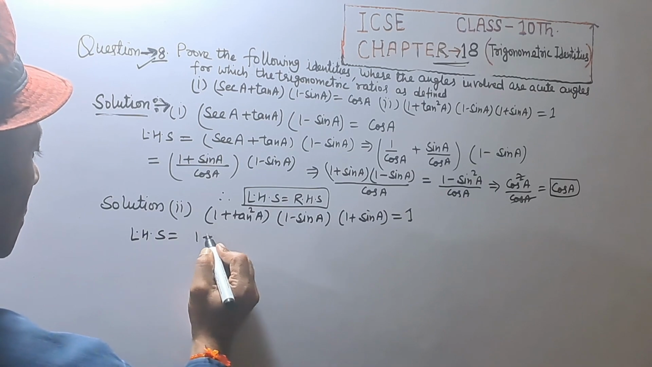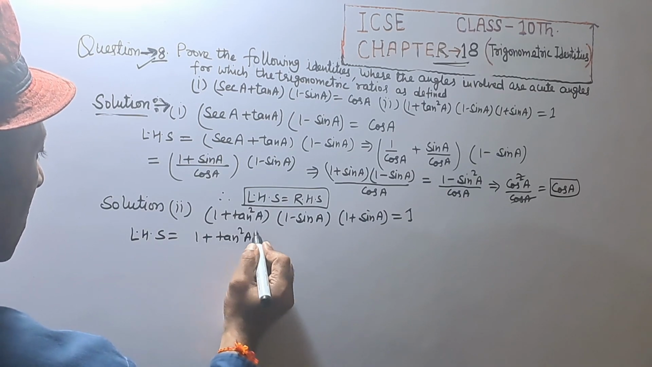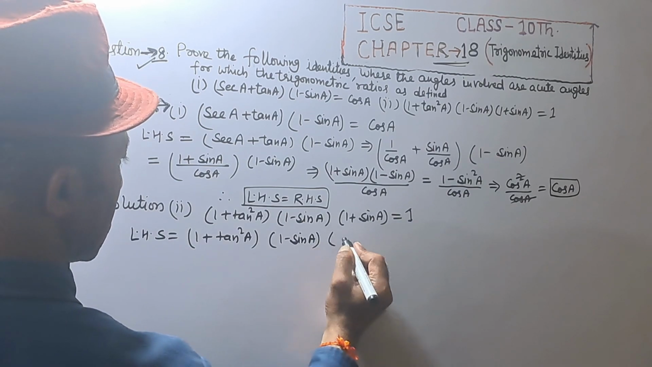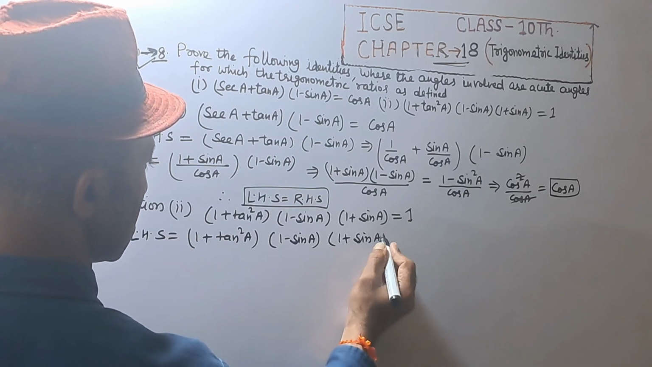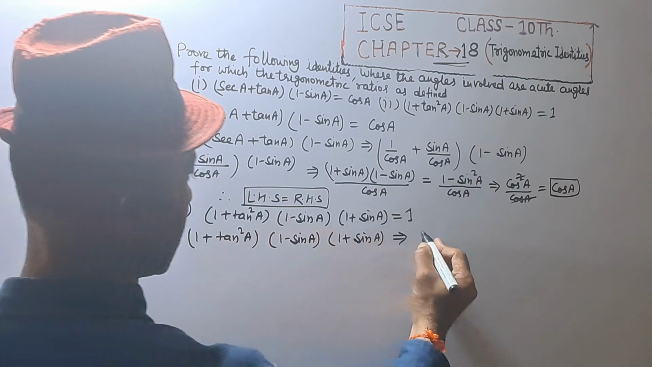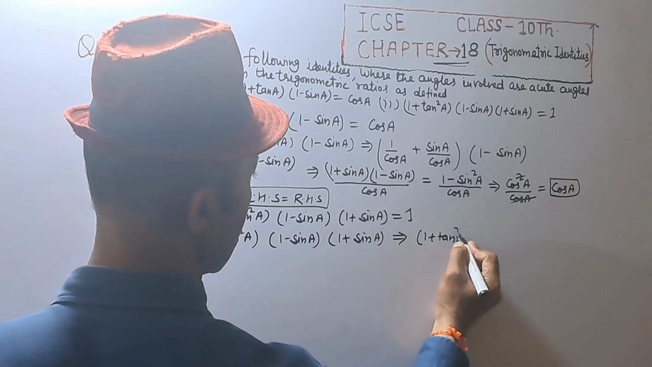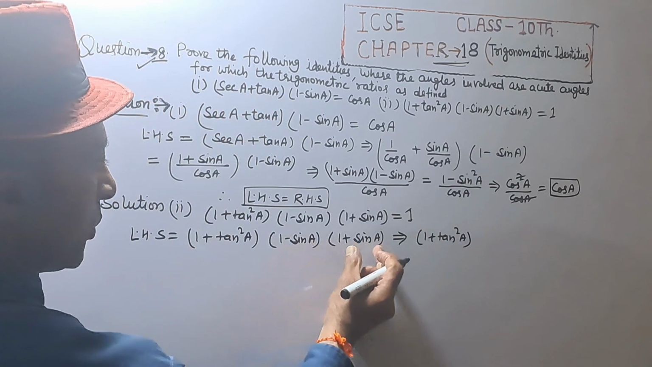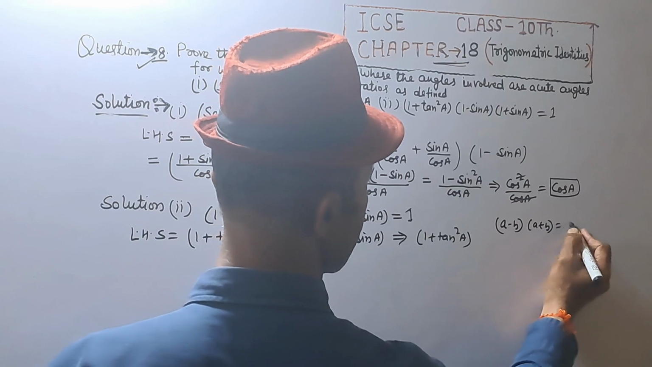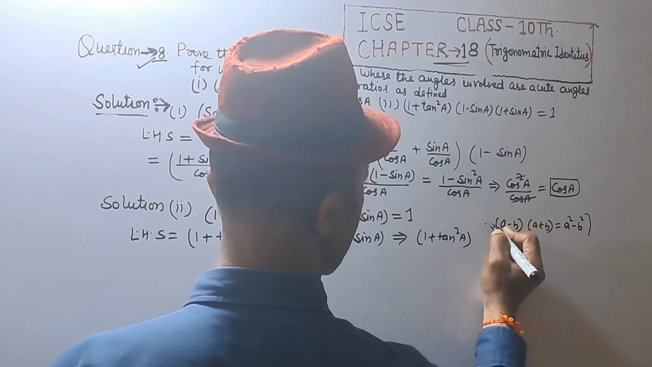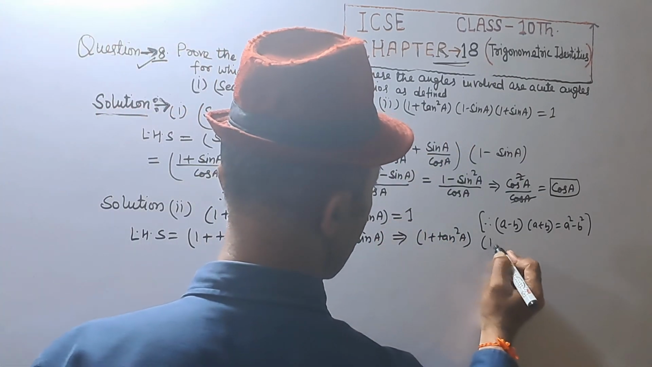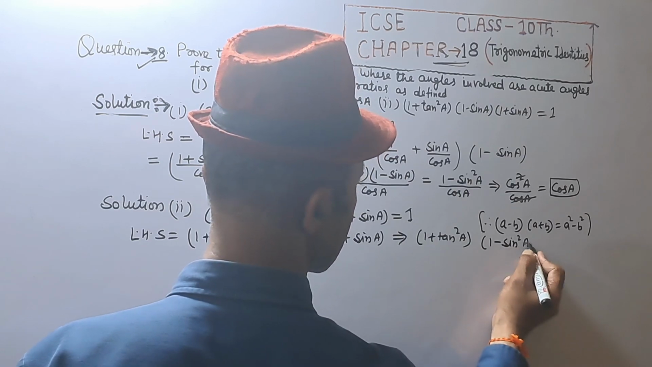Left hand side is equal to (1 plus tan square A) into (1 minus sin A)(1 plus sin A), which implies 1 plus tan square A as it is, and A minus B into A plus B is equal to A square minus B square, that is 1 square minus sin square A, 1 minus sin square A.